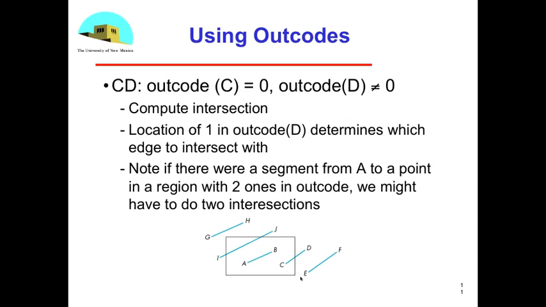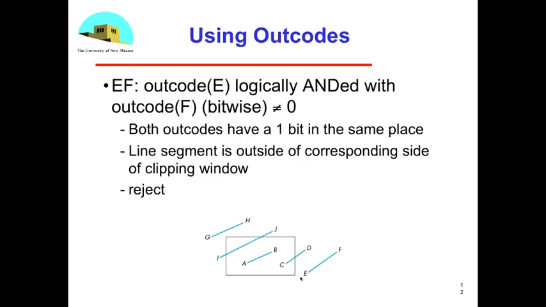So the test would then be to do a logical AND of the two bit codes. If they have a bit in common, then the ANDing of the two bit codes together is going to give me something other than 0. And I say, if that's true, then throw away that line segment.